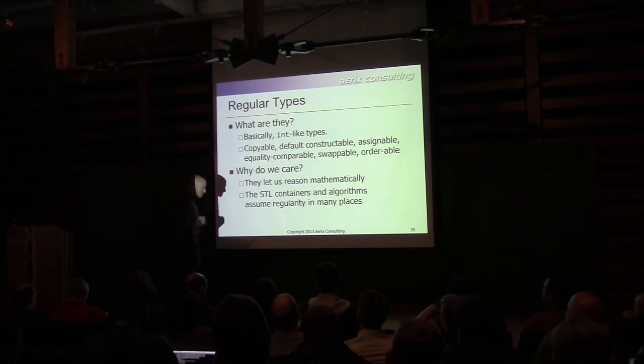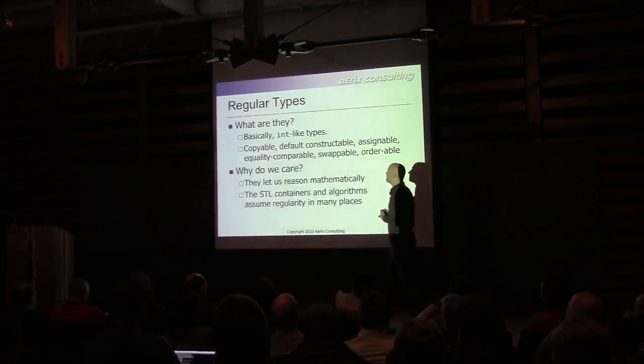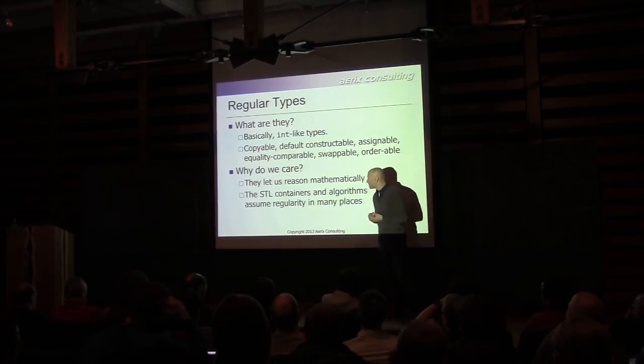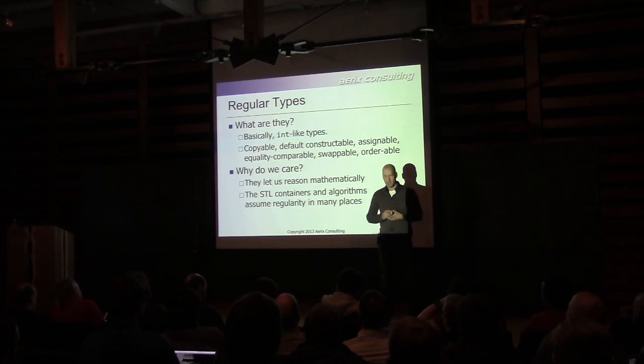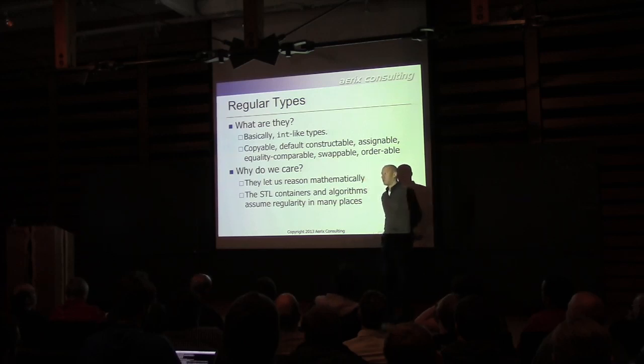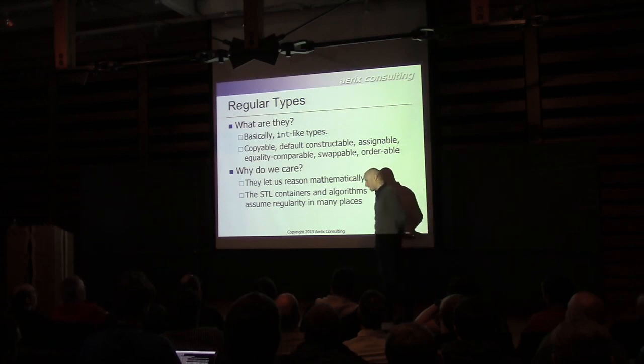Okay, so in order to talk about this stuff, we need to talk about regular types. And regular types let us reason mathematically about our code. We care about regular types because we care about being able to reason about our code, but also because the standard library assumes regularity in a lot of different places. And if we want our types to play nicely with the standard library, we should really think hard before we make our types irregular.